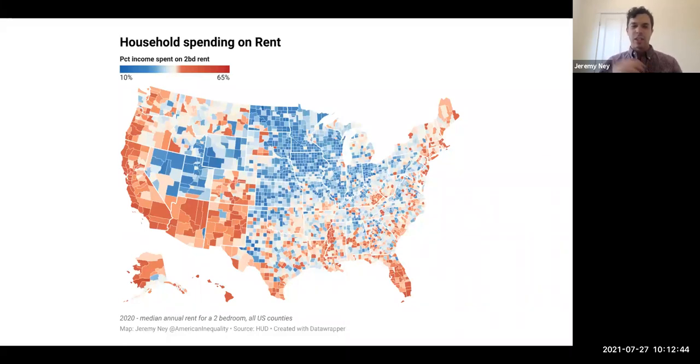And so on this map we can see the West and the Southwest in particular, parts of Florida, along the Texas border areas where folks are spending really high percentages. We'll get into this later, but HUD, the Department of Housing and Urban Development, recommends you only spend 30% of your income on housing. So a lot of areas are really in dire straits here.